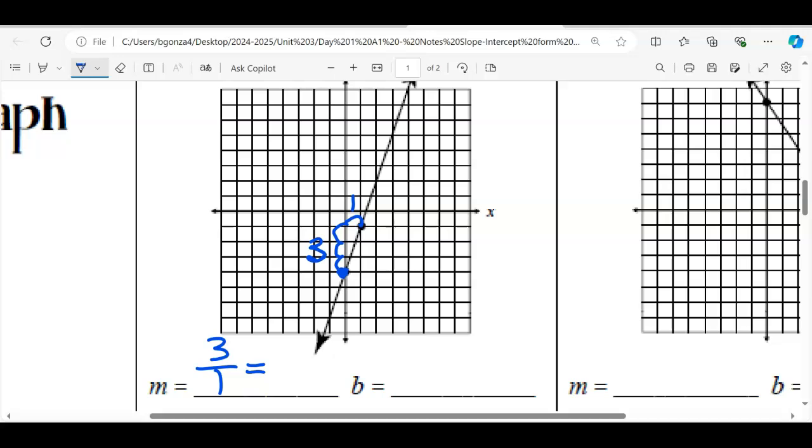Does everyone know that if a number is over 1, look above me, that's a whole number. Y'all see this right here? A number over 1 is just a whole number. So 3 over 1 just means 3. Cool.